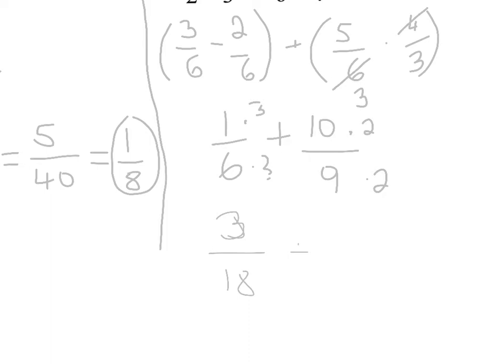Okay? So the first fraction will be equivalent to 3/18 plus 20/18. Okay, when we add fractions, we only add numerators. 20 plus 3 is 23/18. And can you simplify this fraction? The answer is no. 23 is a prime number, and they have nothing in common.